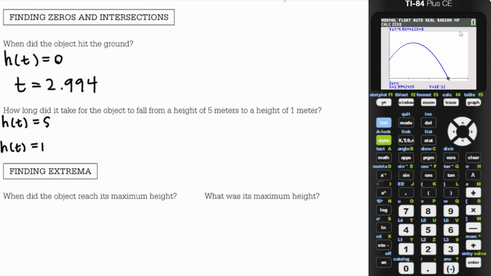Okay, so what we're going to do is graph 5, graph 1, and look for the intersections. So y equaling 5 and y equaling 1. All right, so we go in, graph, there's an intersection, there's an intersection. We'll be able to find the difference in those t values and get ourselves an answer.